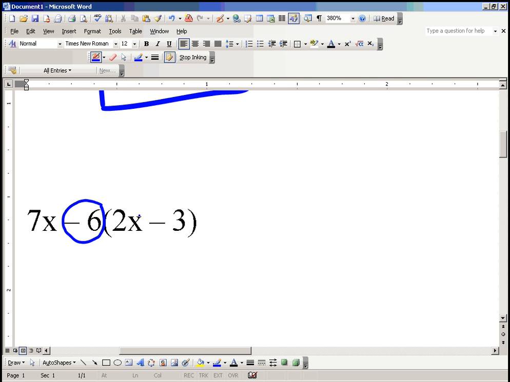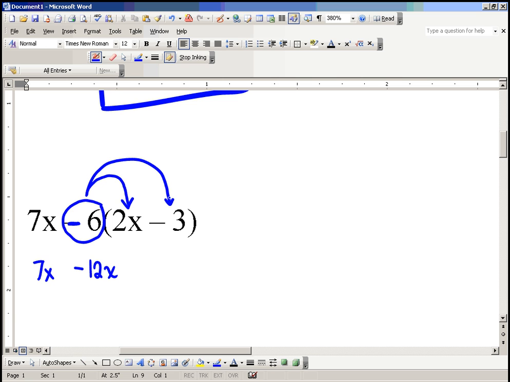Again, that is 7x. This becomes a -6 parentheses 2x minus 3. Now guess what's going to happen now? I will leave this alone. Now this -6 needs to be distributed or multiplied to that number right here, which will give us -12x. Right? Now, am I finished with my distribution? The answer is no. I still need to distribute again -6 to this number right here.